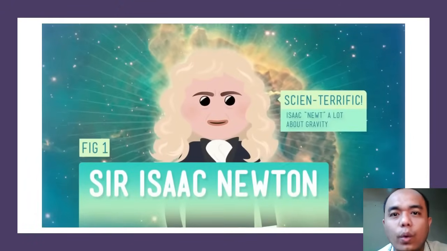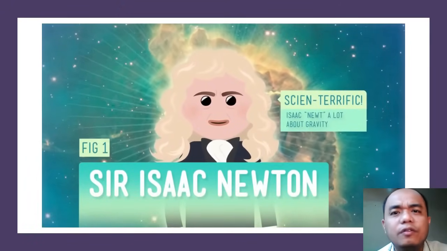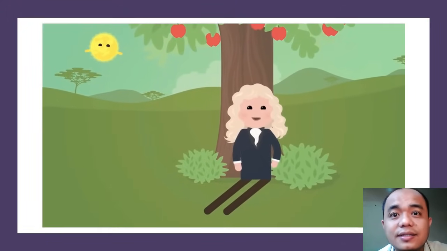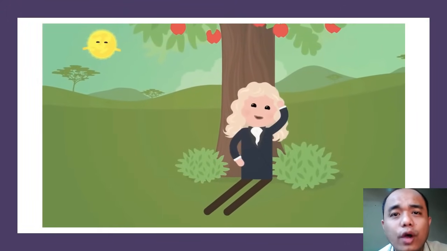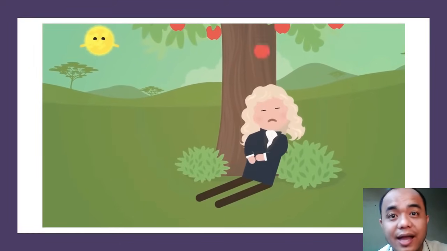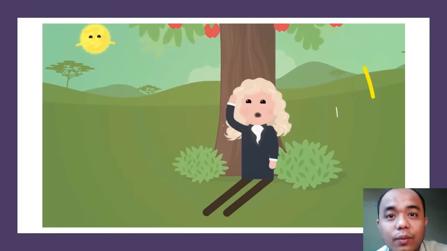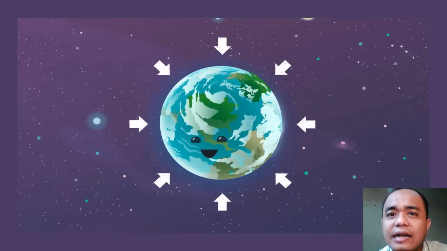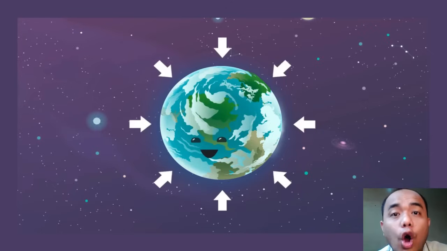Sir Isaac Newton was curious. Why did the apple fall down to the ground and not up and not sideways? Bakit nahulog yung apple pababa at hindi pataas at hindi sa kanan niya or pakaliwa? Since then, class, Sir Isaac Newton realized that there is this special kind of force acting on all objects on Earth, and that we now call gravity. And gravity pulls all the objects towards it.